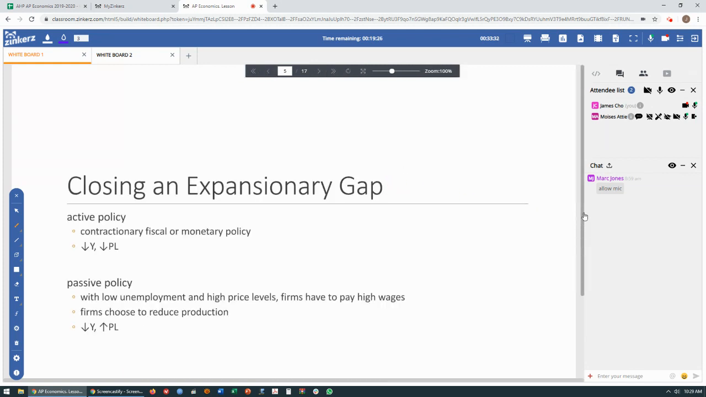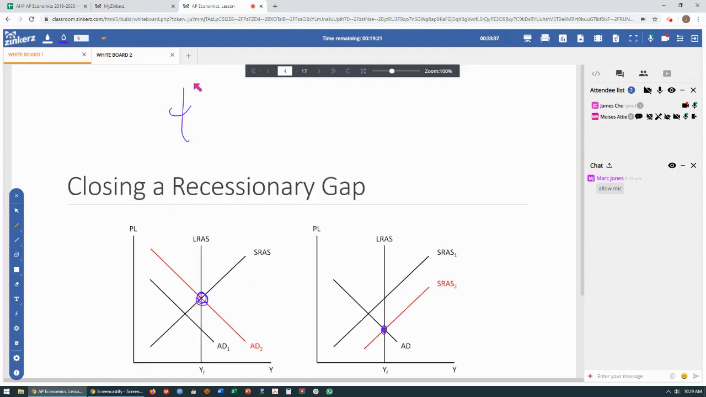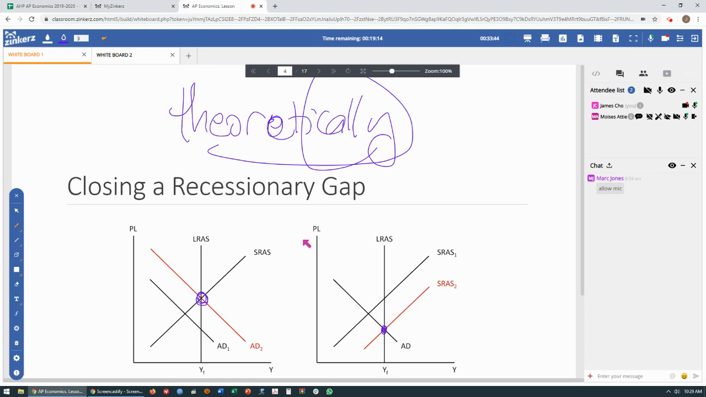So passive policy is good theoretically, but we need it faster. Again, you won't really see this in practice all too much, because in real life it is not ceteris paribus. What's to say that the long run aggregate supply is not going to be bouncing around? Then it's like you're trying to hit a moving target.